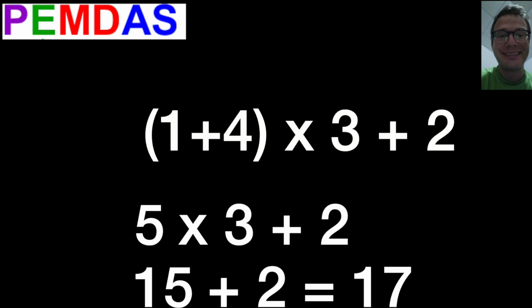Now remember, with PEMDAS, P is parentheses, so the first thing I have to do is 1 plus 4, which is 5. Then I'm going to multiply by 3 because M and D would be the next part in the order of operations. So 5 times 3 is 15. And then the last thing would be addition, plus 2, that's 17.